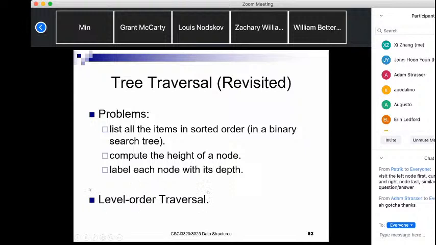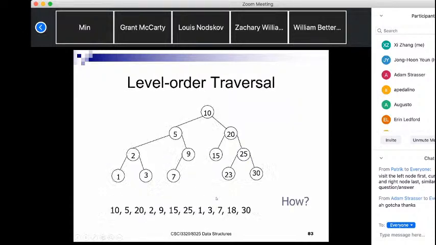And for level order traversal, we'll start from level 0 and level 1, level 2, level 3, and so on. So we'll start from the root, level 0: 10. Then level 1: 5, 20. Always in the same level we travel left to right. Level 2: 2, 9, 15, 25. The last level, bottom level: 1, 3, 7, 23, 30. That's a level order traversal, but it looks like there is a typo. 5, 20, 2, 9, 15, 25, 1, 3, 7. This one should be 23, not 18. So there is a typo.